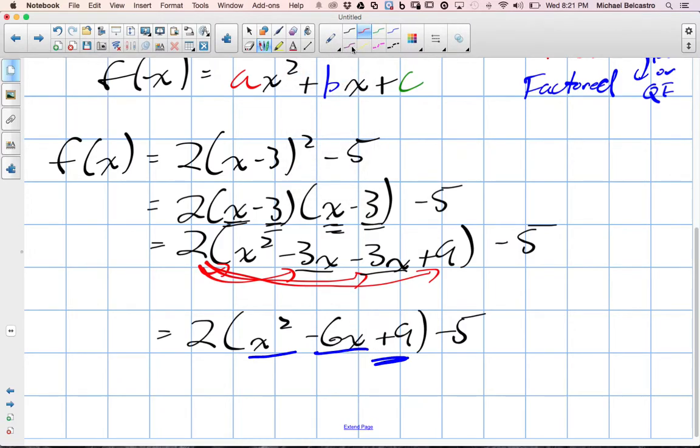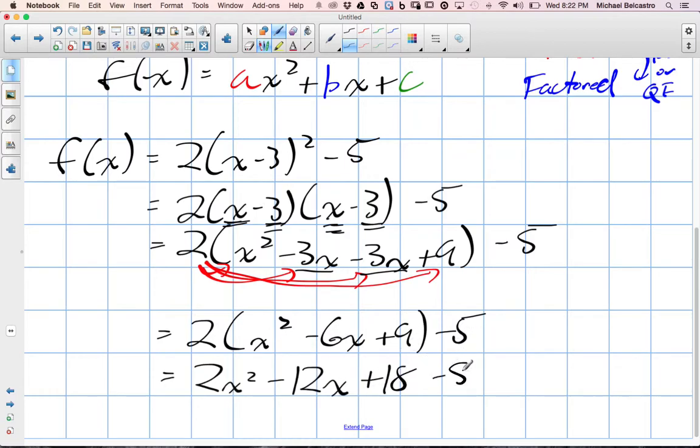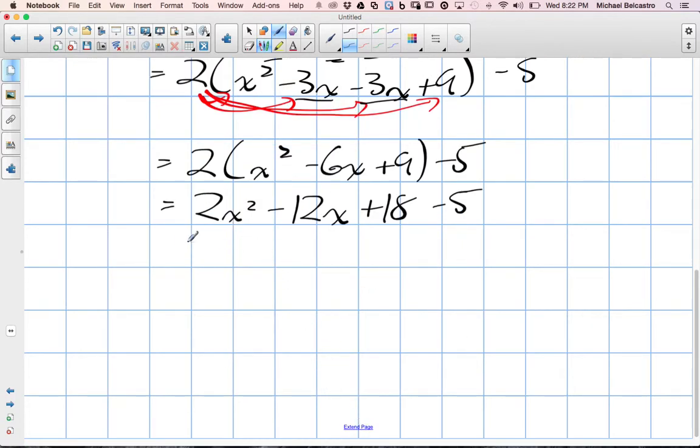So now we'll distribute that 2. When you distribute the 2, we get 2x². 2 times negative 6 is negative 12x. And 2 times 9 is 18. Now the brackets are gone, so we can subtract our number 5. This could look like standard form, but again, I can simplify the last 2 terms. They are like terms. The goal is to simplify as far as you possibly can: 2x² - 12x + 13.